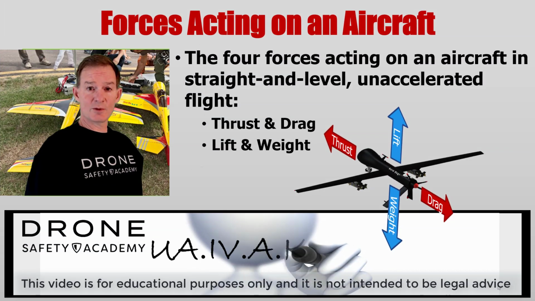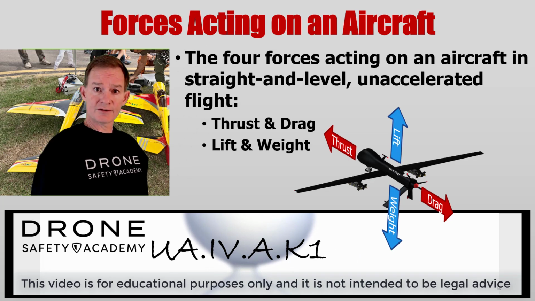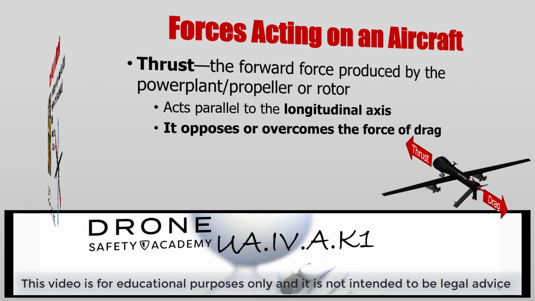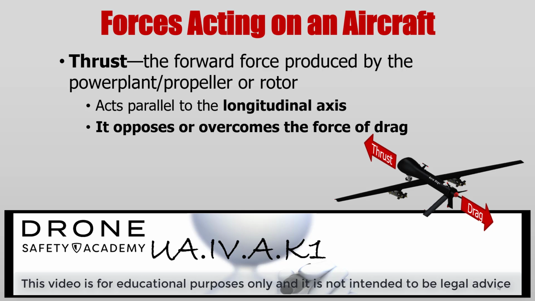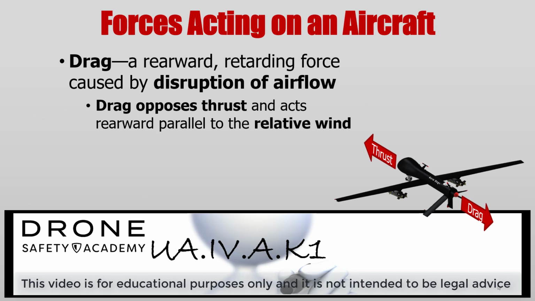The 4 forces acting upon an aircraft in straight and level, unaccelerated flight are thrust and drag, lift and weight. Of the 4 forces acting on an aircraft, thrust is the forward force produced by the propeller or rotor. It acts parallel to the longitudinal axis, and it opposes or overcomes the force of drag. Drag is the rearward retarding force caused by the disruption of airflow. Drag opposes thrust and acts rearward parallel to the relative wind.